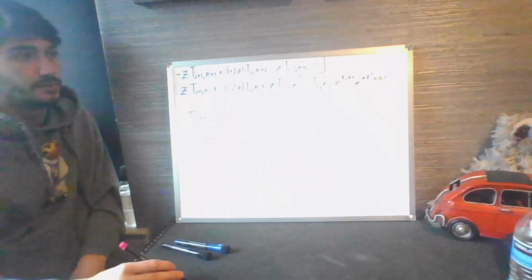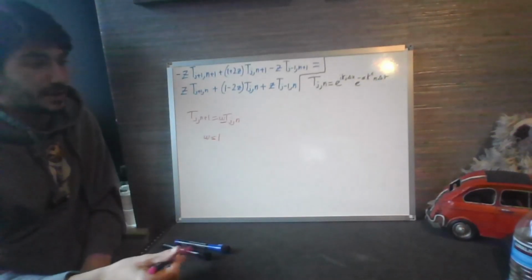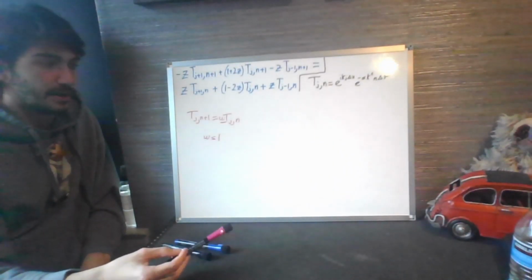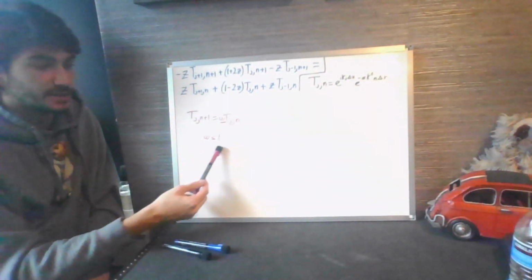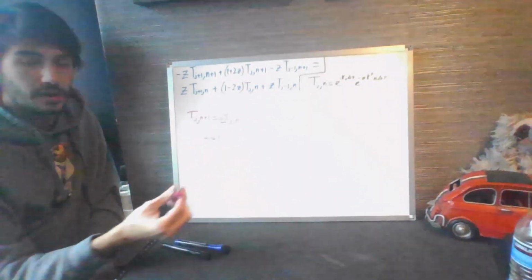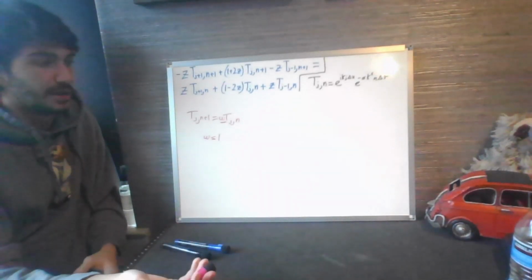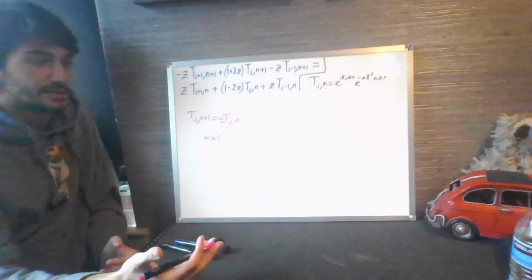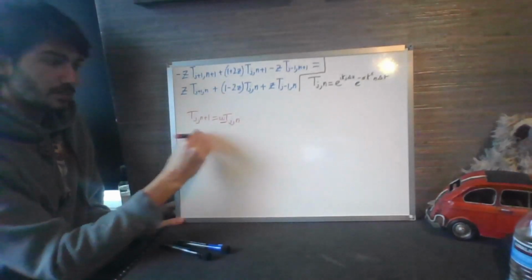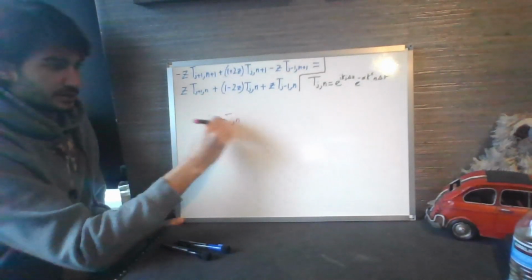So we'll work this out and come to a conclusion to illustrate that this constant, omega, is equal to or less than 1, so that our analysis is stable. So with that being said, let's go ahead and get started.